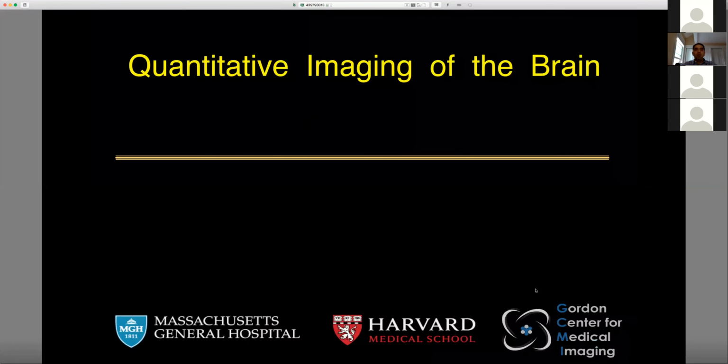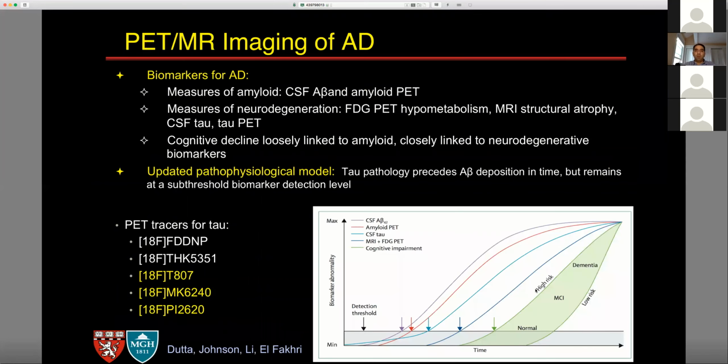I'm going to show you one last example of where PET-MR can be very helpful in the brain, because obviously the brain is one of the areas that is the most useful. We do MR all the time in the brain. We do PET in the brain. You can do them together. Let's see what you can gain with that.